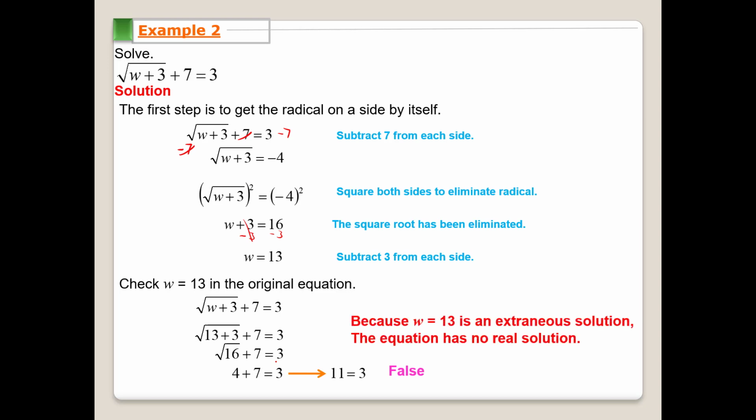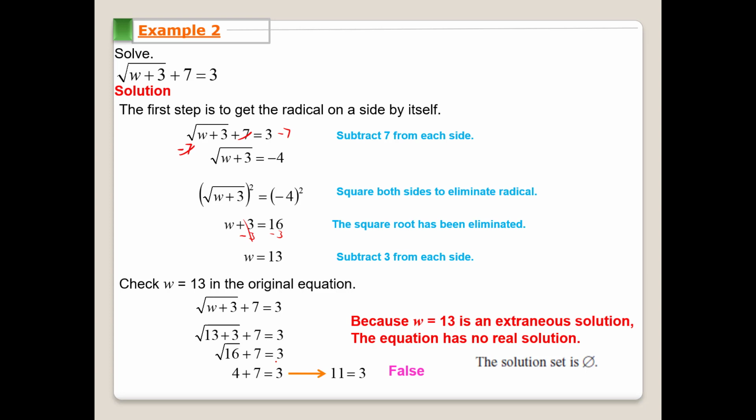So again, that's what they're talking about us to check. Even though we got an answer that seemed to work out for us in this case, because that was w equals 13, it's an extraneous solution. So the equation has no real solution. So there's no real solution to that problem. However, we did get w equals 13. So that is what that's talking about. All right, so again, the solution set is the empty set. We have no solution technically for that one.